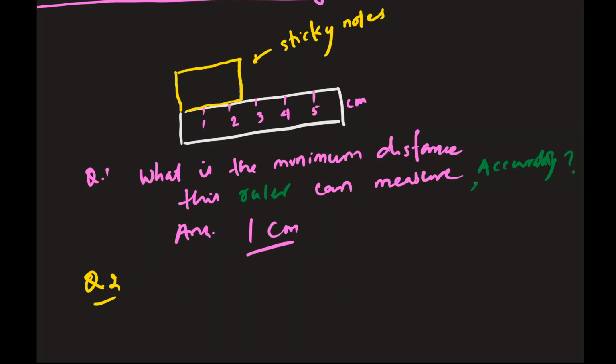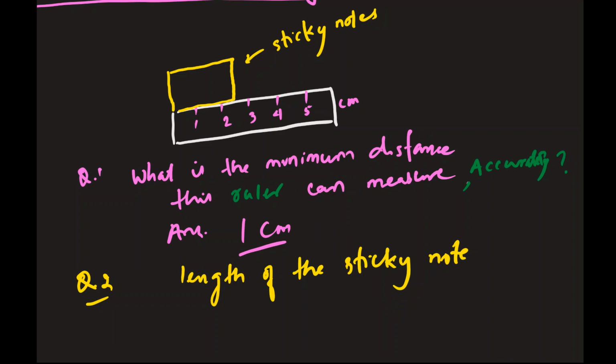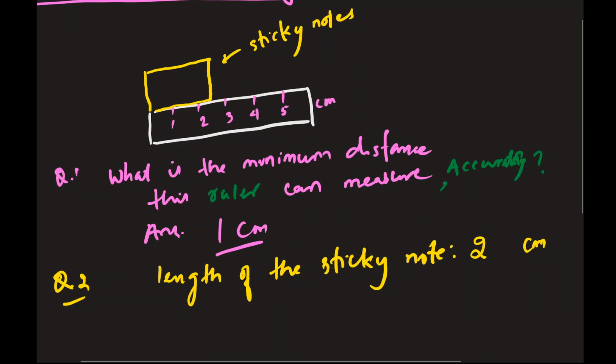So most accurately, we can say the length of the sticky note. So is it going to be 2 centimeters? We can say it is 2 centimeters, but is it 3 centimeters? Obviously not. So it is in between 2 centimeters and 3 centimeters.